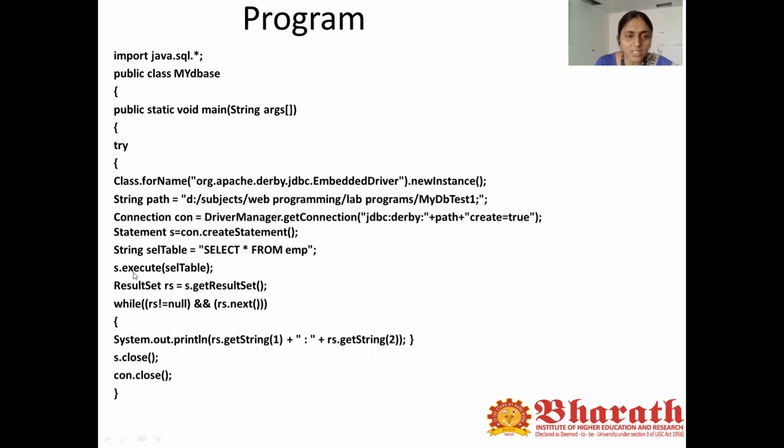Now we are going to execute the query, so s.execute of this string variable, that is selection table. You are selecting all the data from the employee table. Next you collect all the results in the result set object rs. If the result set is not null, you move through each and every row in the result set with an iteration, retrieving each data item and displaying it. Once there is no more data in the result set, you close the connection and also close the statement object.